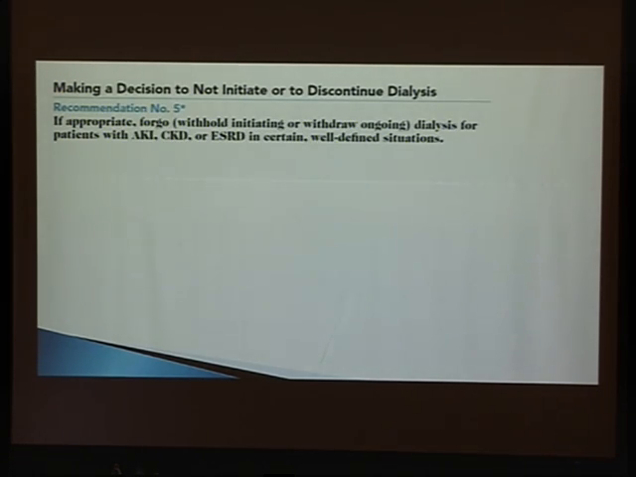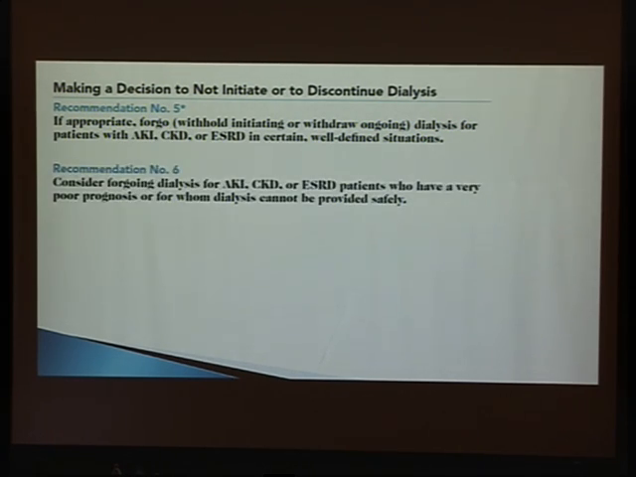Making a decision to not initiate or to discontinue dialysis, and you see this is recommendation number 5. You will not think about discontinuing or starting dialysis with the patient except after going through the previous 4 steps. If appropriate, forgo, that means withhold initiating or withdraw from ongoing dialysis for patients with acute kidney injury, chronic kidney disease, or end-stage renal disease in certain well-defined situations. Recommendation number 6: consider forgoing dialysis for acute kidney injury, CKD, or end-stage renal disease patients who have a very poor prognosis, or for whom home dialysis cannot be provided safely.